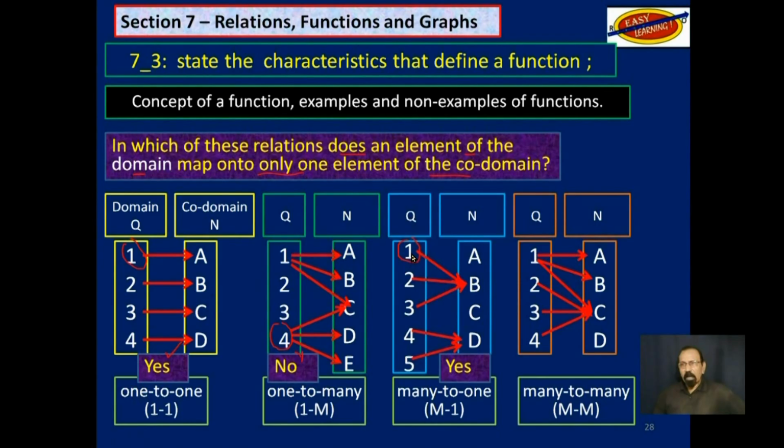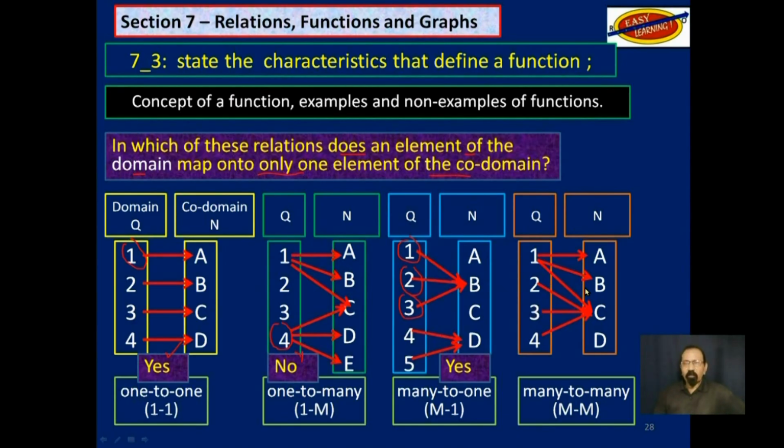Over here, yes, this element from the domain maps onto B. This element from the domain maps onto B. This element from the domain maps onto B. But in the end, an element from the domain maps only onto one element in the codomain.